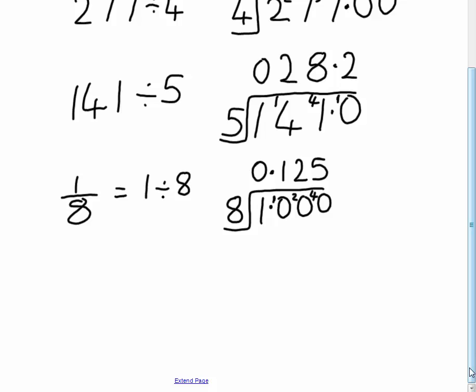Okay, so that's where we're up to today. Division with remainders.